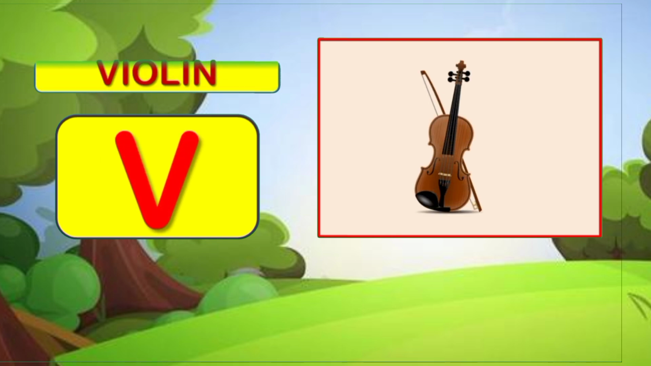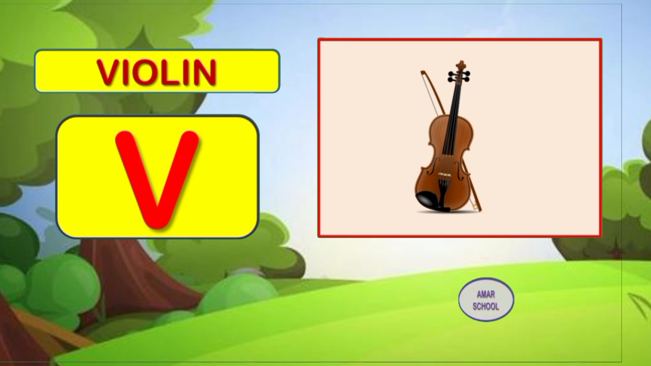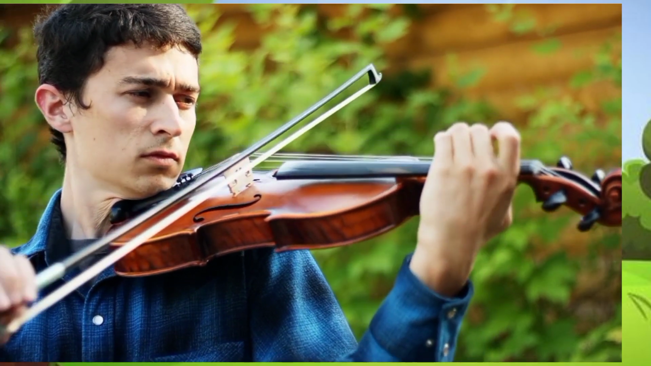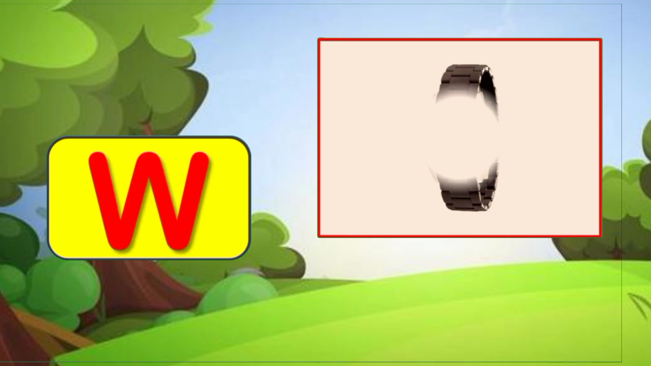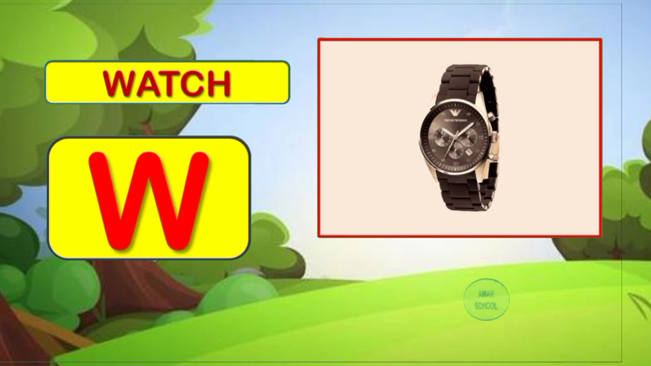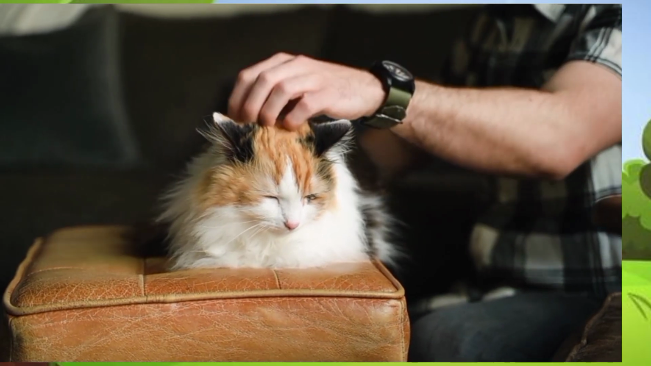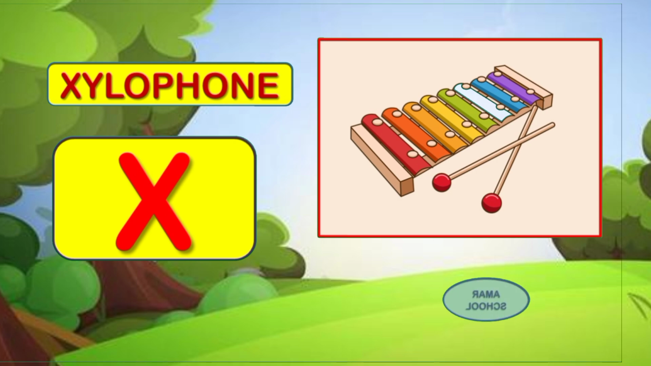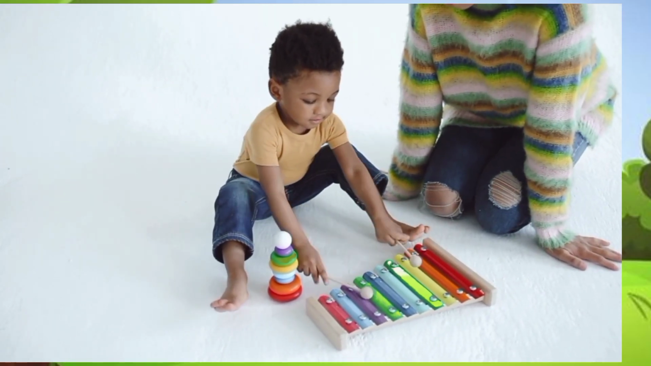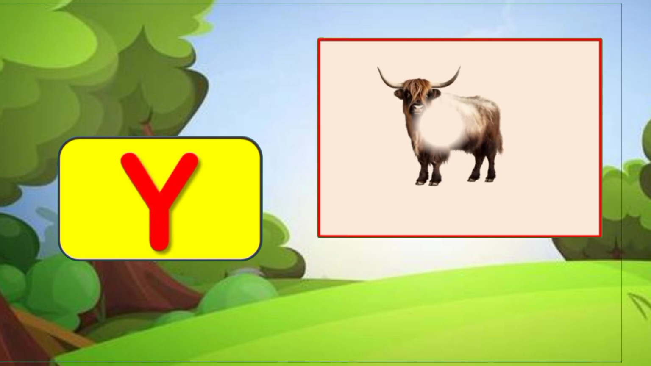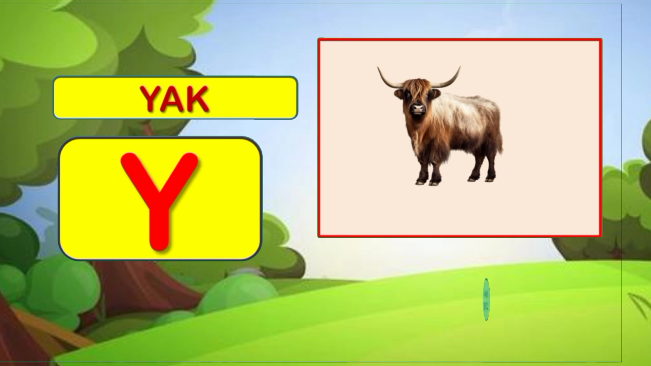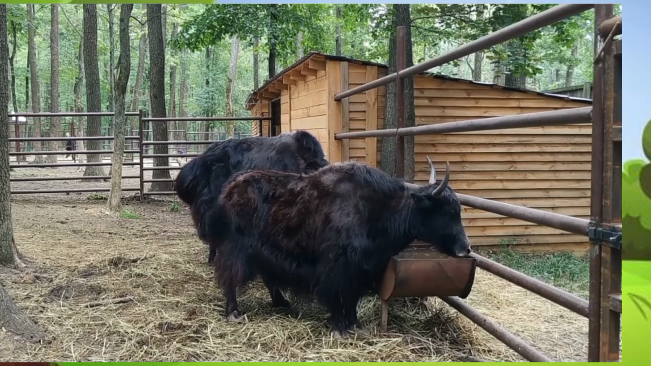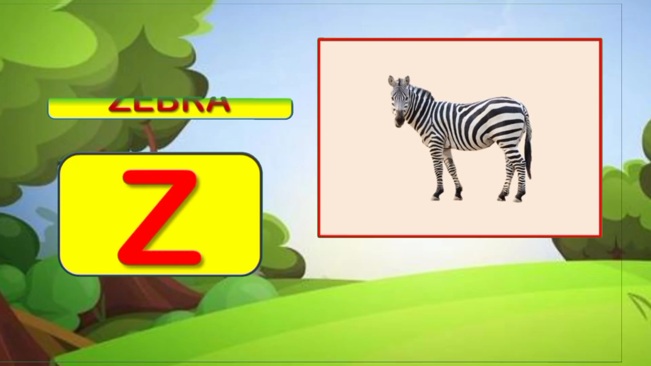V. V for violin. W. W for watch. X. X for xylophone. Y. Y for yak. Z. Z for zebra.